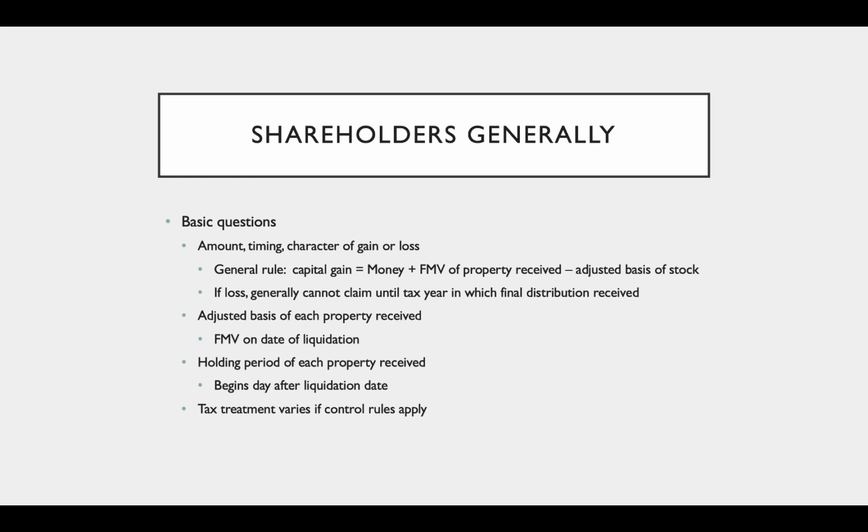The adjusted basis of each property received by me, so if the corporation is distributing assets instead of just cash in liquidation, and I get some of those assets, my adjusted basis in those assets is the fair market value on the date of liquidation. Again, that makes sense because we treated this as a sale. I sold my stock, and in return, I received assets. So I get to take a fair market value basis in those assets because that's the value I use to compute my gain or loss.